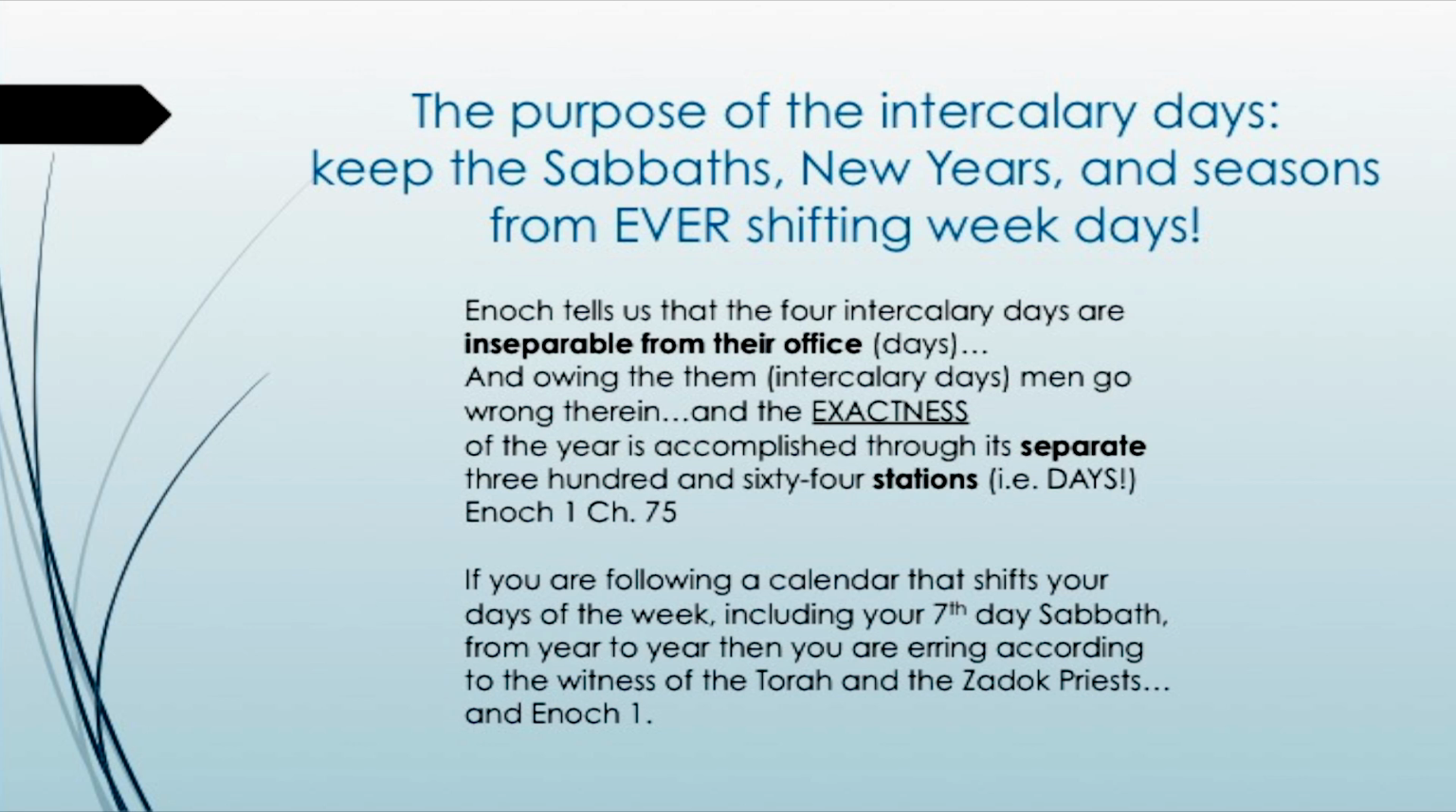Enoch tells us that the 4 intercalary days are inseparable from their office. Understand, days. And owing to them, the intercalary days, men go wrong therein. And the exactness of the year is accomplished through its separate 364 stations, i.e. days. You cannot separate those intercalary days from the 3rd day of the week. They are always the 3rd day of the week. So if you are following a calendar that shifts your days of the week, including your 7th day Sabbath, from season to season or from year to year, then you are unfortunately erring according to the witness of the Torah and the Zadok Priests and Enoch 1.